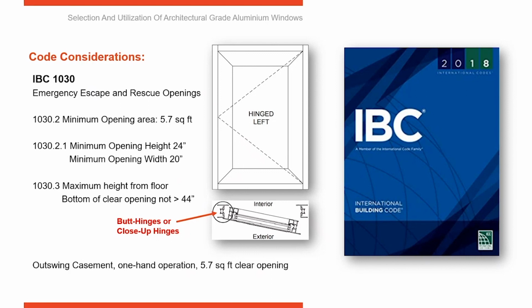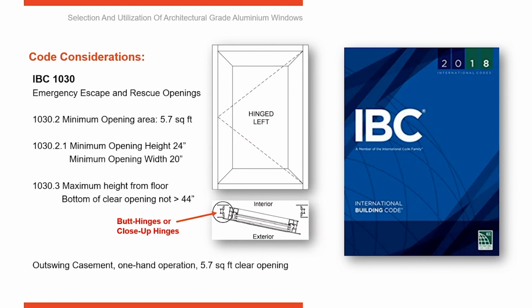Now it can be taller, but no less than 24 inches. And then the width, minimum width of 20 inches. It can be wider, but no narrower than 20 inches. And then the sill of the window can't exceed 44 inches from the finished floor. And then the window has to open, providing a clear opening.